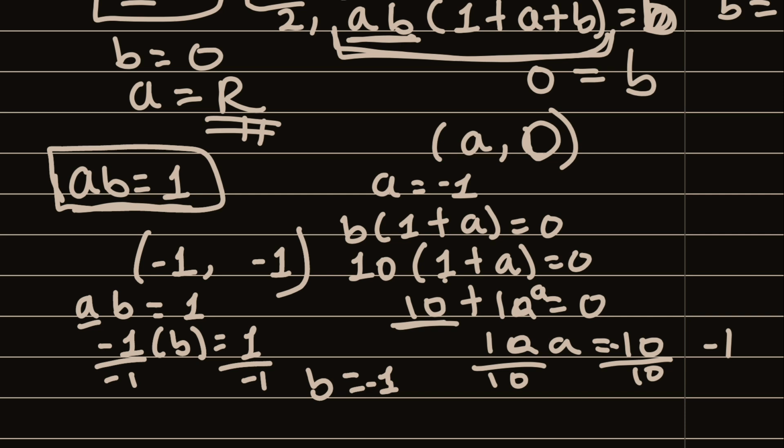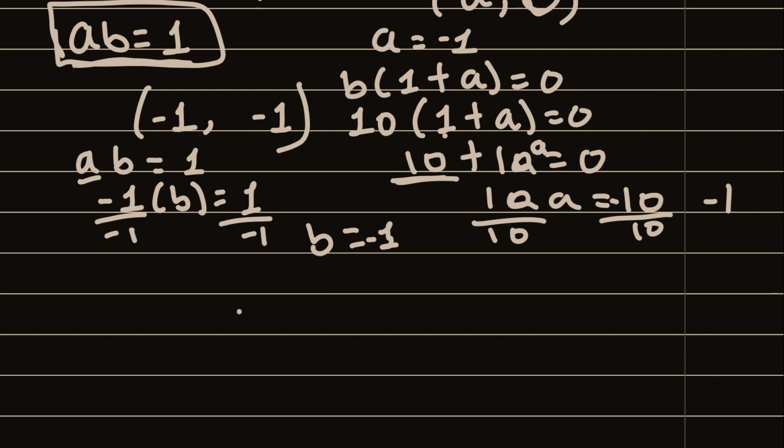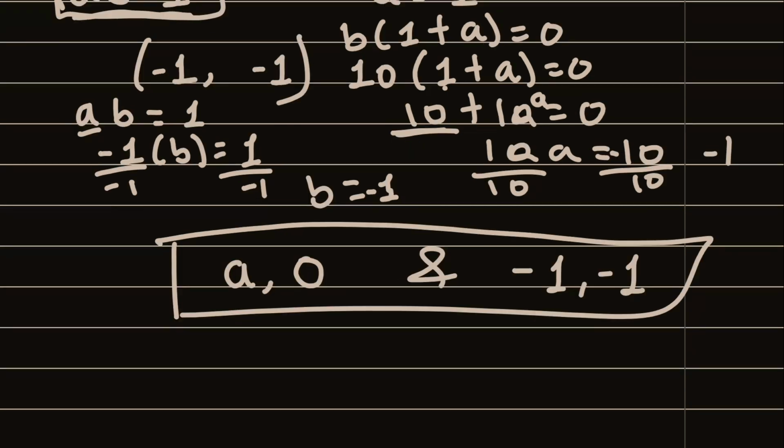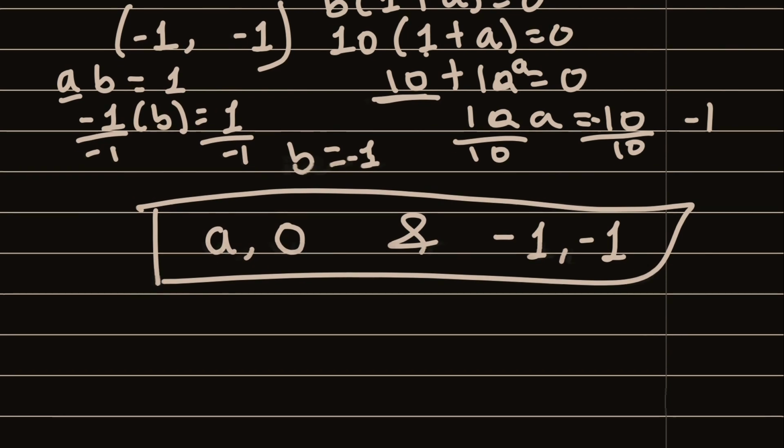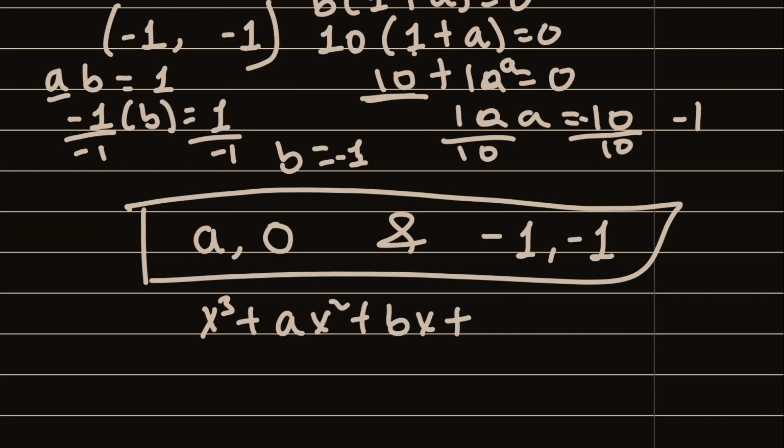So when we conclude, we can say that the answers are A and 0, also -1 and -1. These are our final answers. We can insert them in our cubic equation. Our first equation is x cubed plus ax squared plus bx plus ab equals 0.